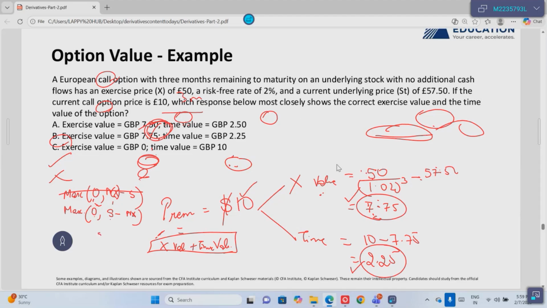Now 0 is the answer, or what is the stock price? 57.5. Correct. What is the present value of X? 50 divided by 1.02 raised to 3 by 12. That's your answer. If this is negative, then you jump to 0. That's the formula for exercise value, right? We learned it. It is the max of 0 or S minus X, and that's where you take it out here.